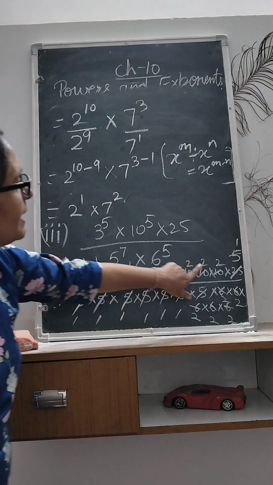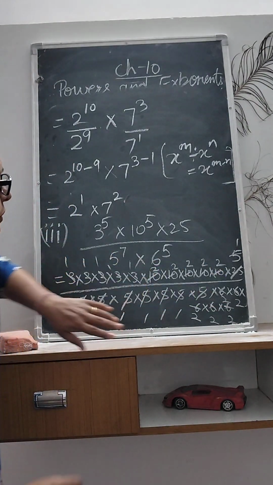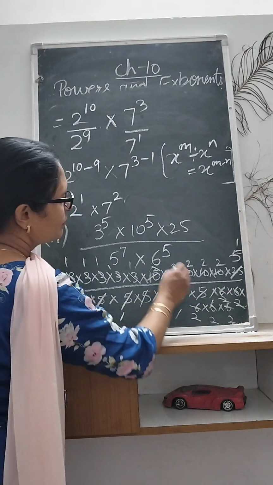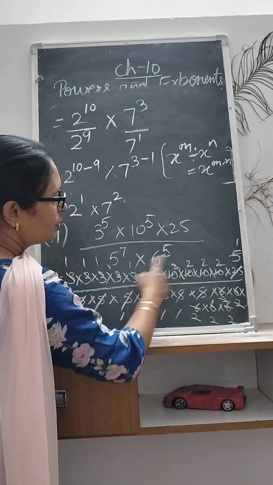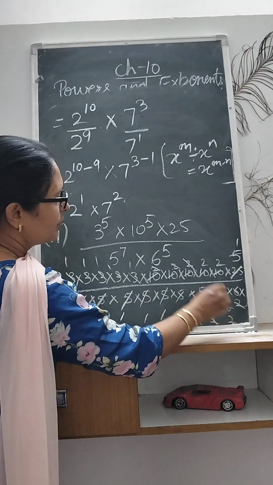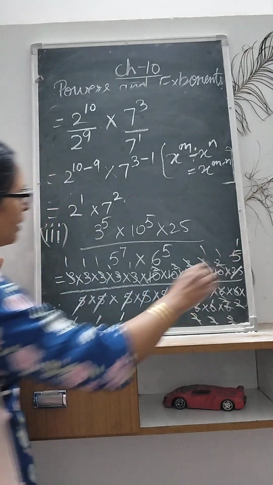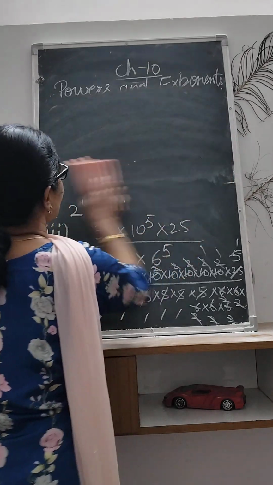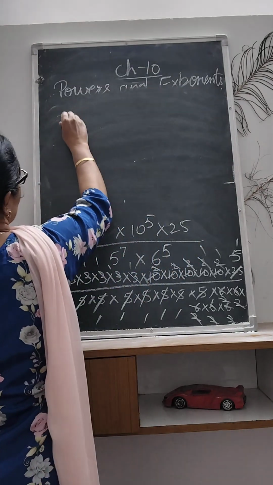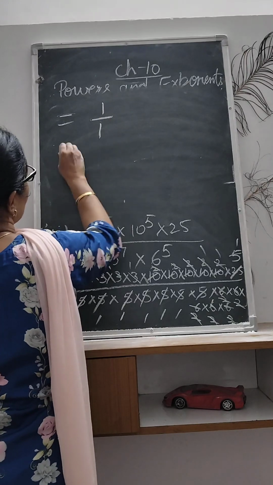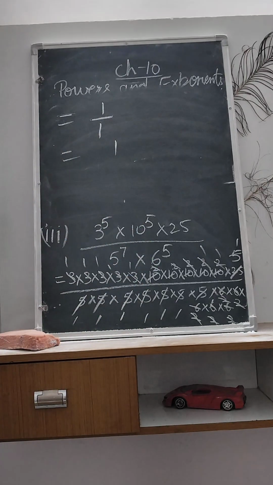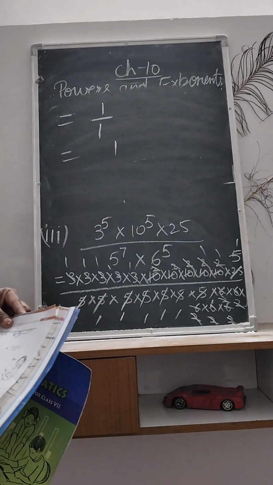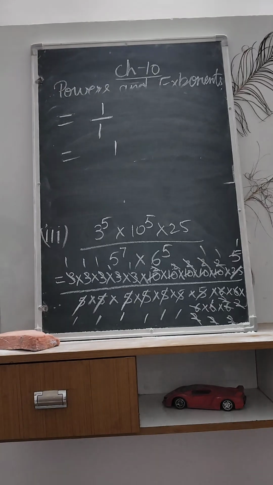Now if you see, twos we are having 1, 2, 3, 4, 5, 5 twos, and here also 1, 2, 3. All will be cancelled. 2 have cancelled, third will be cancelled. All have been cancelled. It means we are left with 1 upon 1. 1 upon 1 means what is the answer? Answer is 1. Now, children, as they have not told us to write in exponential form, only this is your answer.